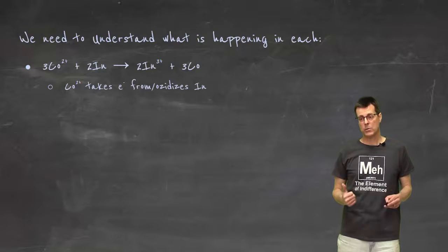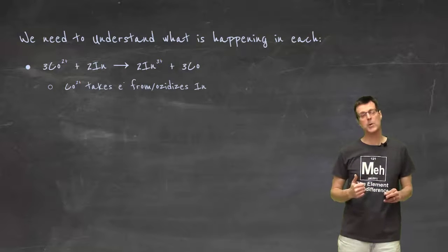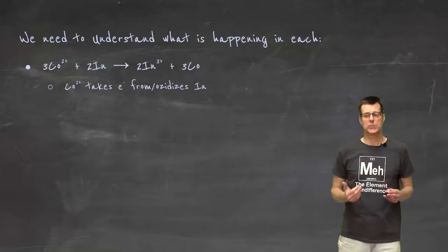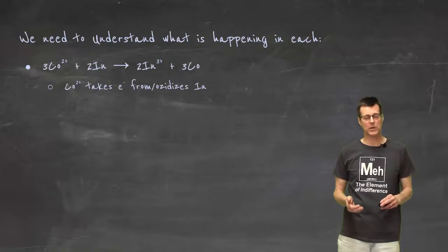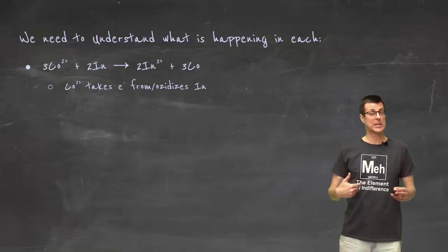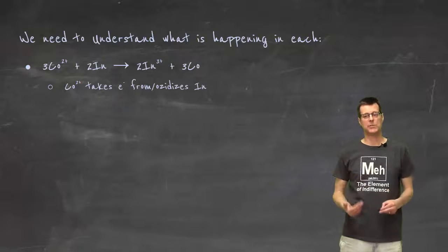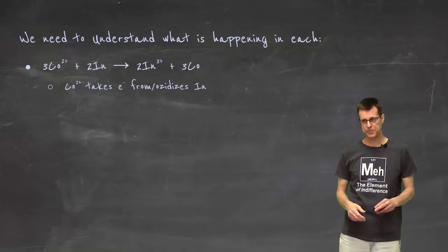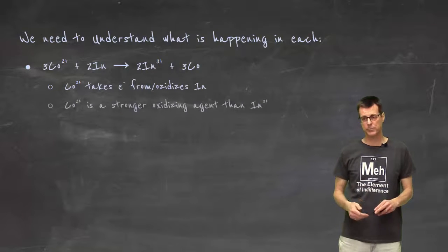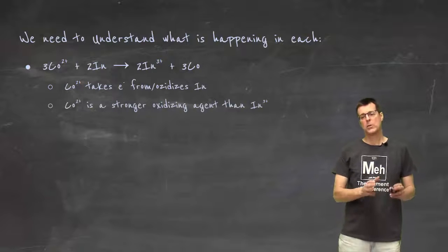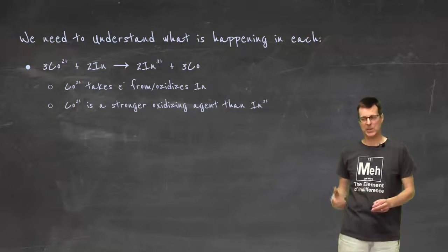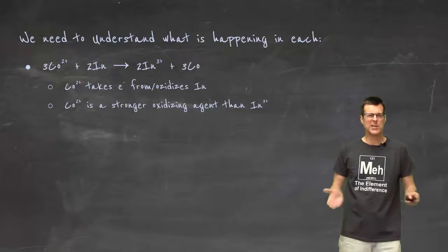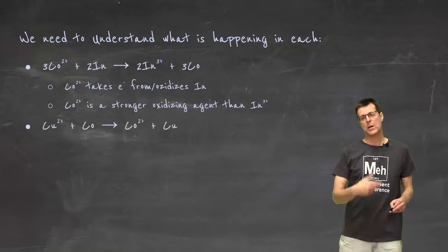So I know that the cobalt is going to take electrons away from indium. In is indium. It's not one we use very often, so I'll use indium and In back and forth so you get used to it. So it oxidizes indium. That makes cobalt ion a stronger oxidizing agent than indium would be. And I've got the charge up there, but again, it doesn't really matter all that much.